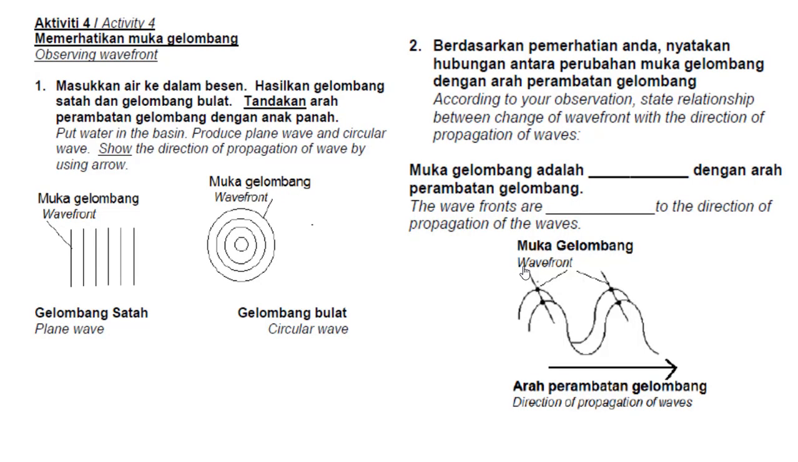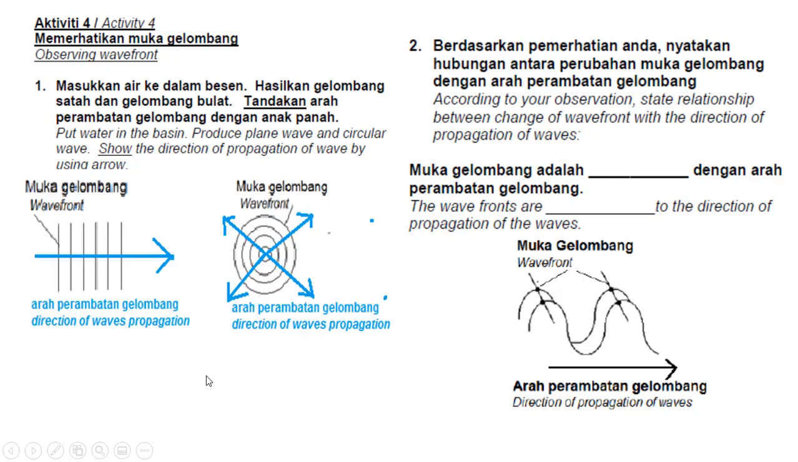So look at Activity 4, observing wavefronts. Show the direction of propagation of wave by using arrows. So this is the plane wave, and here is the circular wave. So the wavefronts and the direction of wave propagation are perpendicular to each other. So this is radially outward, and this is the wavefront, which are perpendicular to each other. So we observe that the wavefronts are perpendicular to the direction of propagation of the wave.